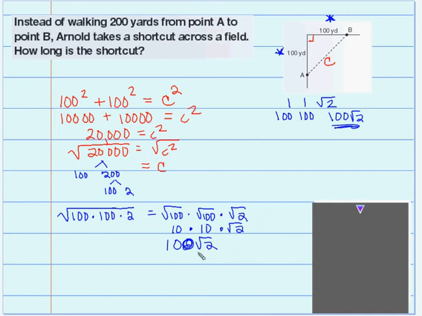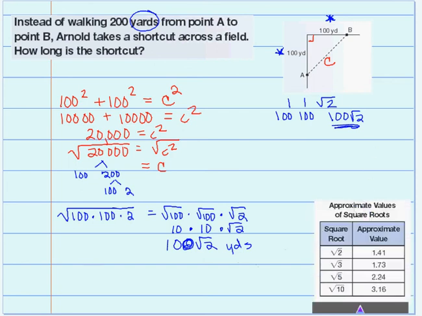Now, you might be tempted to say that this is 100 square roots of 2 yards, because it's yards. However, when you're talking measurement, don't use the exact value. We want to know how long the shortcut is. If I tell you it's 100 square roots of 2, that doesn't mean anything to you. But we can use those approximations, and as soon as we do, we have to introduce the approximately equal to symbol. No longer is it an equal sign.